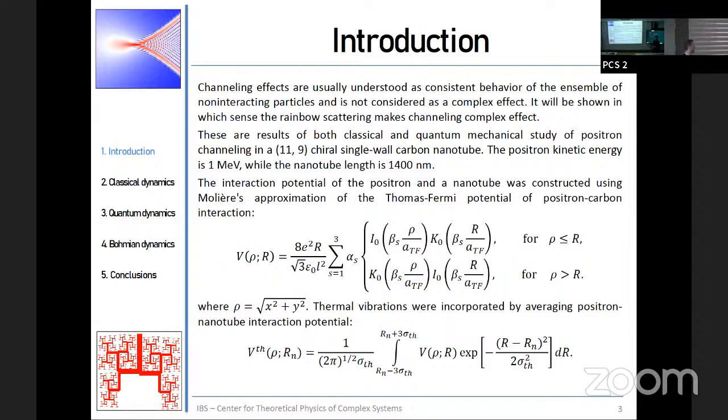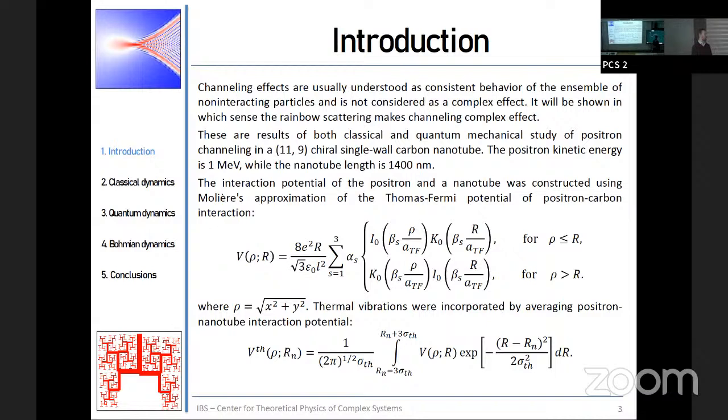But this system is special because in this case we have rainbow scattering, and I will try to argue why we can think that rainbow scattering is different and why we can think of it as a complex effect. I also analyze Bohmian trajectories and their complexity, but from the standpoint of information theory, and try to argue that this system probably generates information. So in that sense, new observation of the system always generates new knowledge, and in that regard it's much more complex than a system for which you can learn everything in finite time.